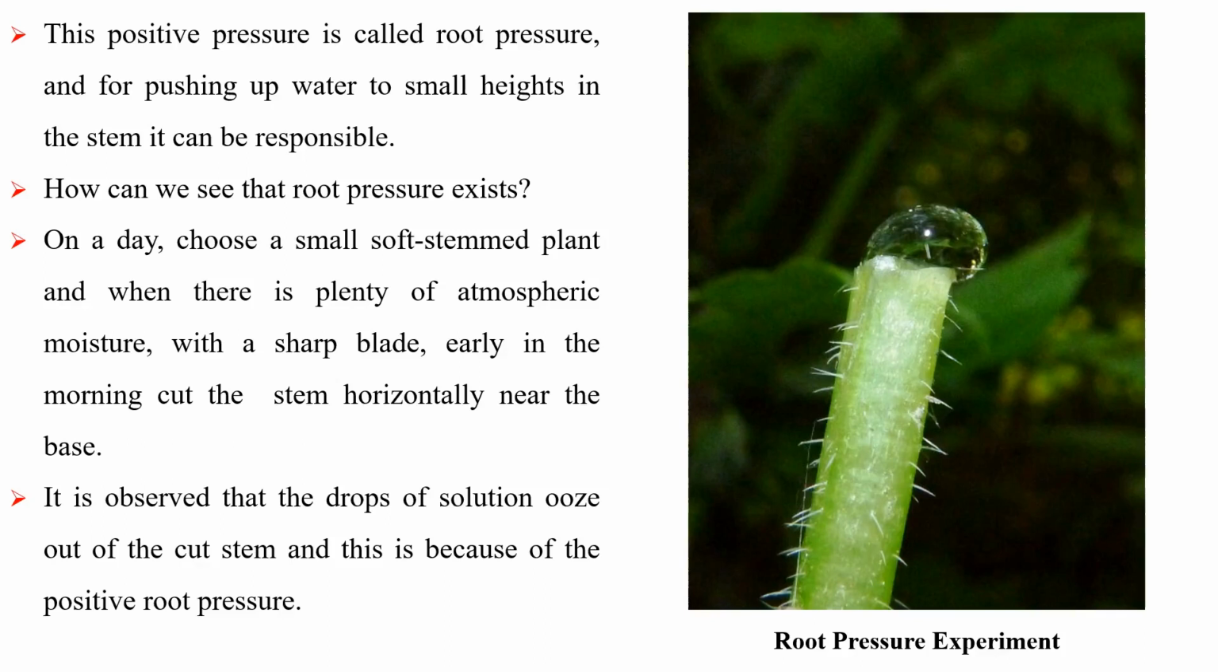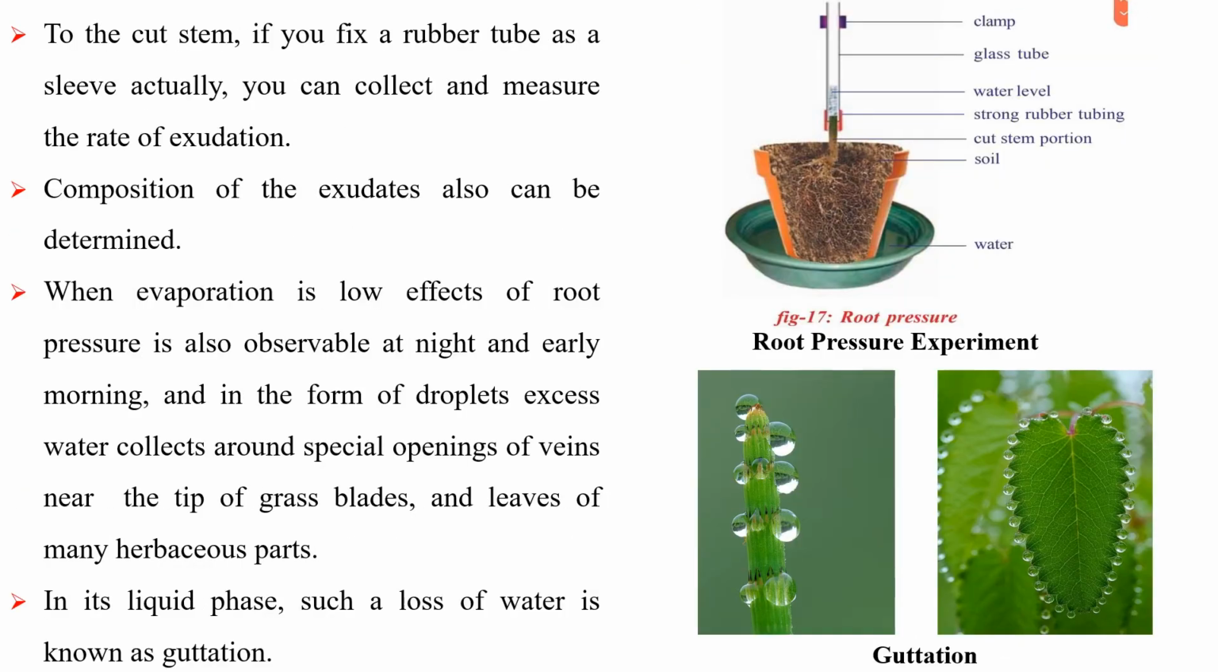On a day when there is plenty of atmospheric moisture, choose a small soft-stemmed plant and, with a sharp blade early in the morning, cut the stem horizontally near the base. It is observed that drops of solution ooze out of the cut stem, and this is because of the positive root pressure. If you fix a rubber tube as a sleeve to the cut stem, you can actually collect the exudate and measure the rate of exudation. The composition of the exudates can also be determined.